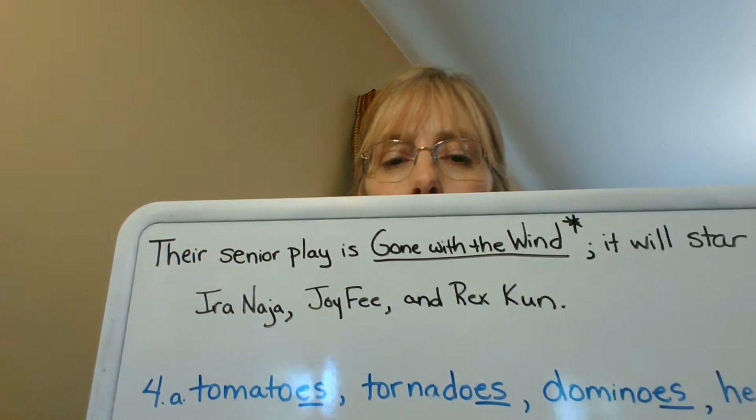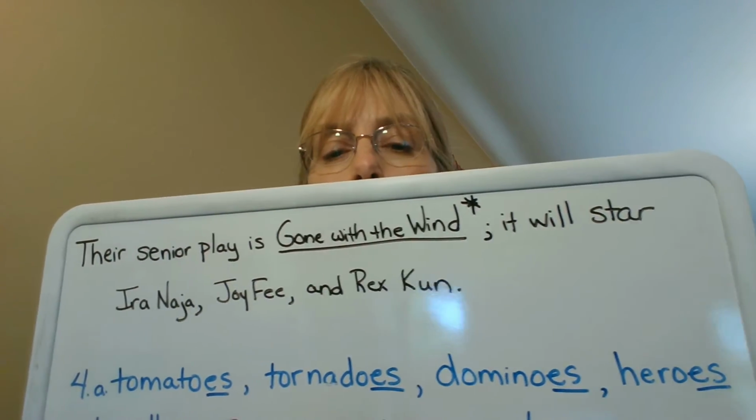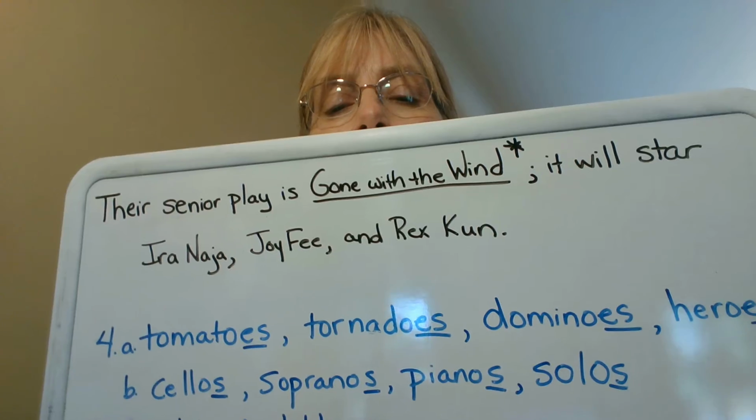Other words now that end in O, but in their plural form you add ES, would be words like tomato, tornado, domino, hero. And for those, you add the ES, okay? So you can see, you can pick one of those. And then for B, you can pick one of those.